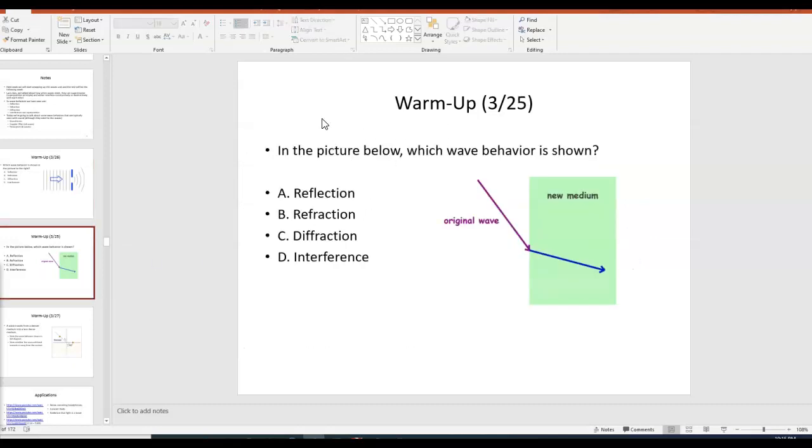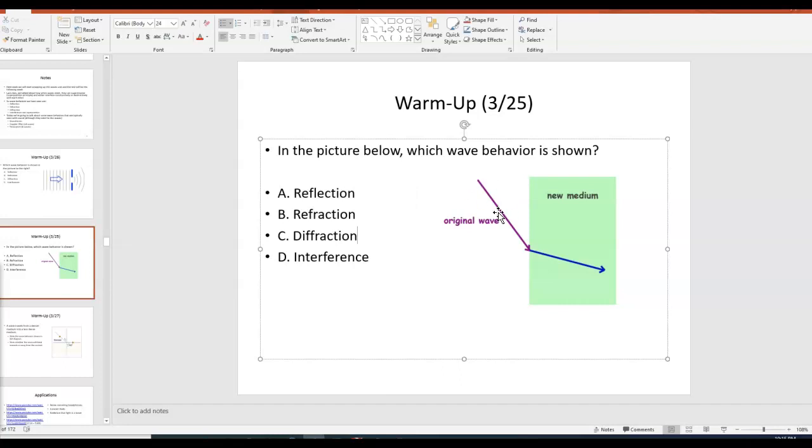Okay, so take a look at this question here. In the picture below, which wave behavior is shown? Here we have lines to show a wave traveling from left to right from one medium into another medium. Okay, so pause it here and see if you can answer this question. What wave behavior is shown here? Okay, so based off what we talked about in the last question, hopefully you got this correct. The answer is B, refraction.